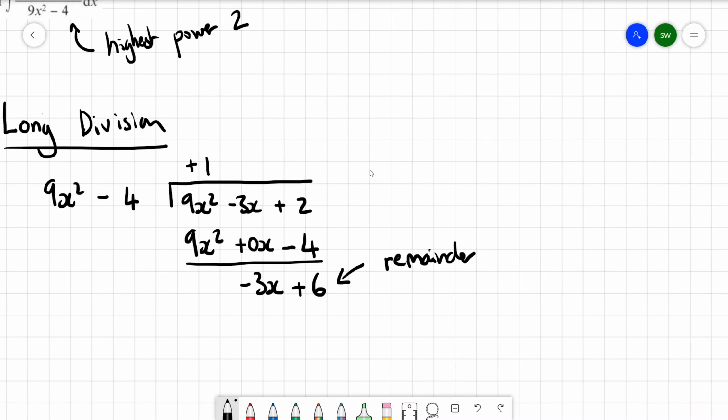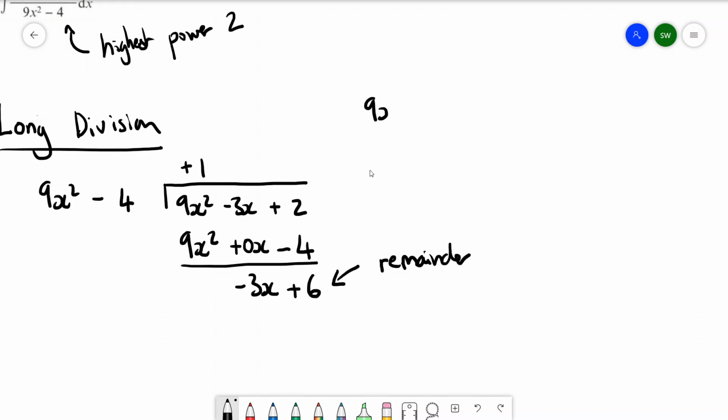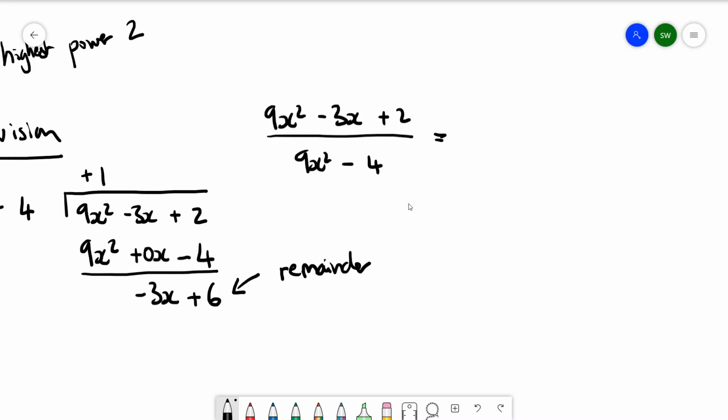So if you remember, that means that we can write our fraction 9x squared minus 3x plus 2 divided by 9x squared minus 4. We can write that fraction as our quotient, which is this number here, which is just 1. And in general, it won't be 1. It could be a multiple of x. It could even be a quadratic in some cases. But in this case, it's just 1. And then plus our remainder, which we've already found, minus 3x plus 6.